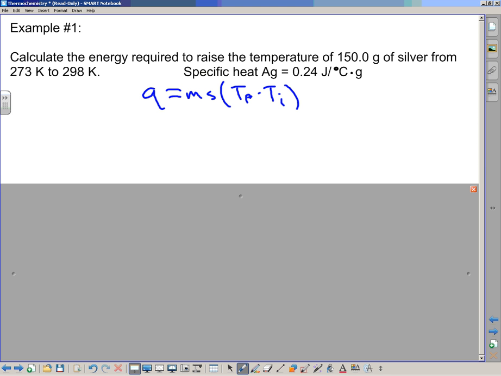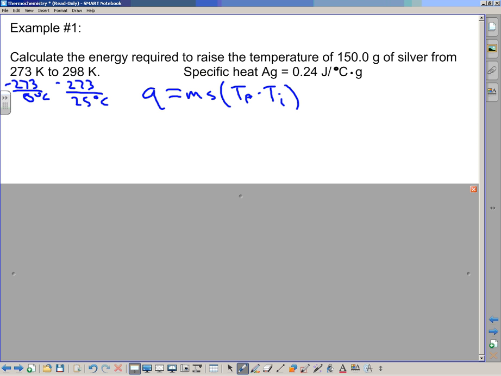Yeah, we have specific heat with a unit of degrees Celsius here, and we have kelvins over here. All of your specific heats are always going to be Celsius. So I think the best thing to do is just convert kelvins into Celsius. So we subtract 273 here, subtract 273 here. We get 25 degrees Celsius and 0 degrees Celsius.